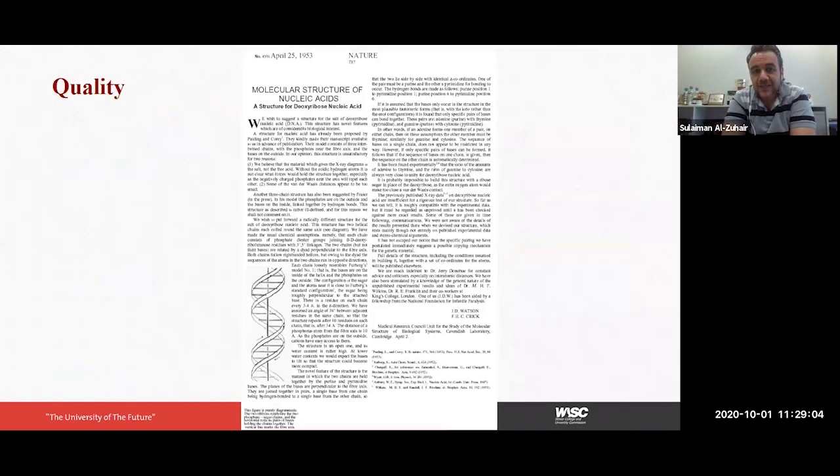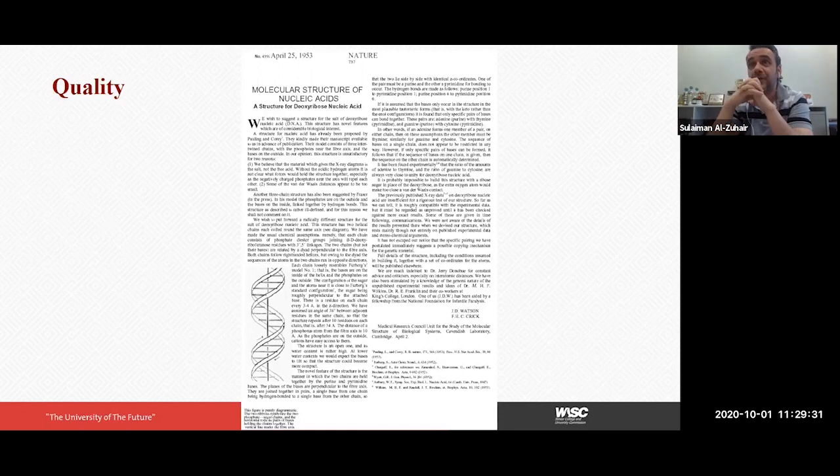So everything I'm going to speak about comes down to quality. If you look at the paper I'm putting here, this is the paper published in Nature in 1953. I guess this thing is blocking the year. I think it's 1953. And this is the paper that describes the DNA structure. You can see that the paper is in Nature.